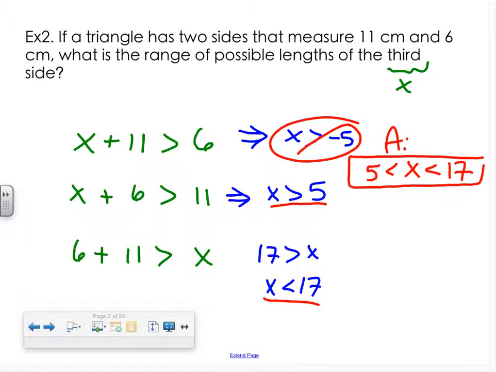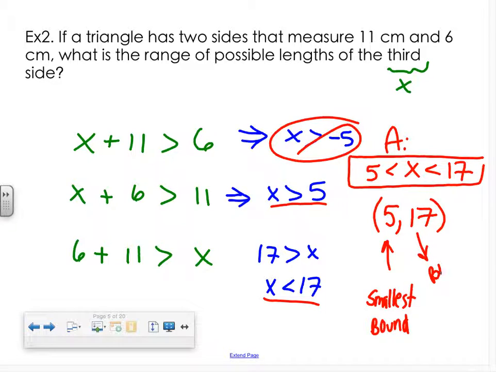This is the interval. In interval notation, we would say we go from 5 to 17. That's not a coordinate, but an interval, where 5 is the smaller bound, not including 5 but like 5.01, and this is your bigger bound. It's not a coordinate. I think you did this in Algebra 1, so you should be okay. So that's your range.